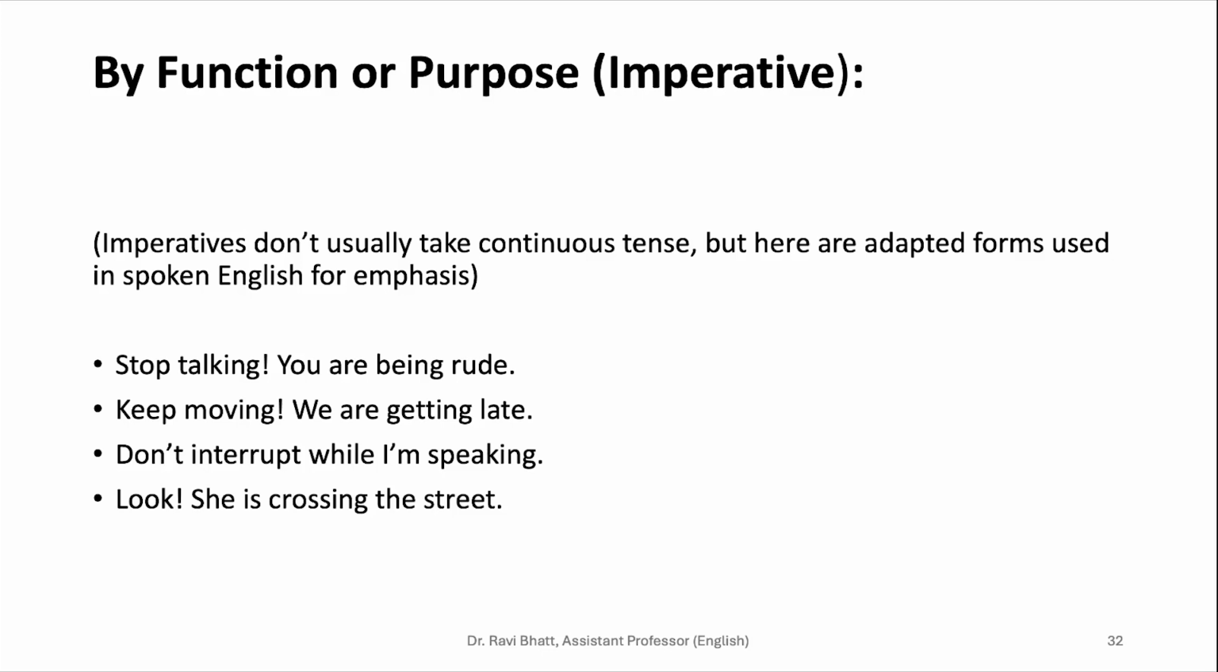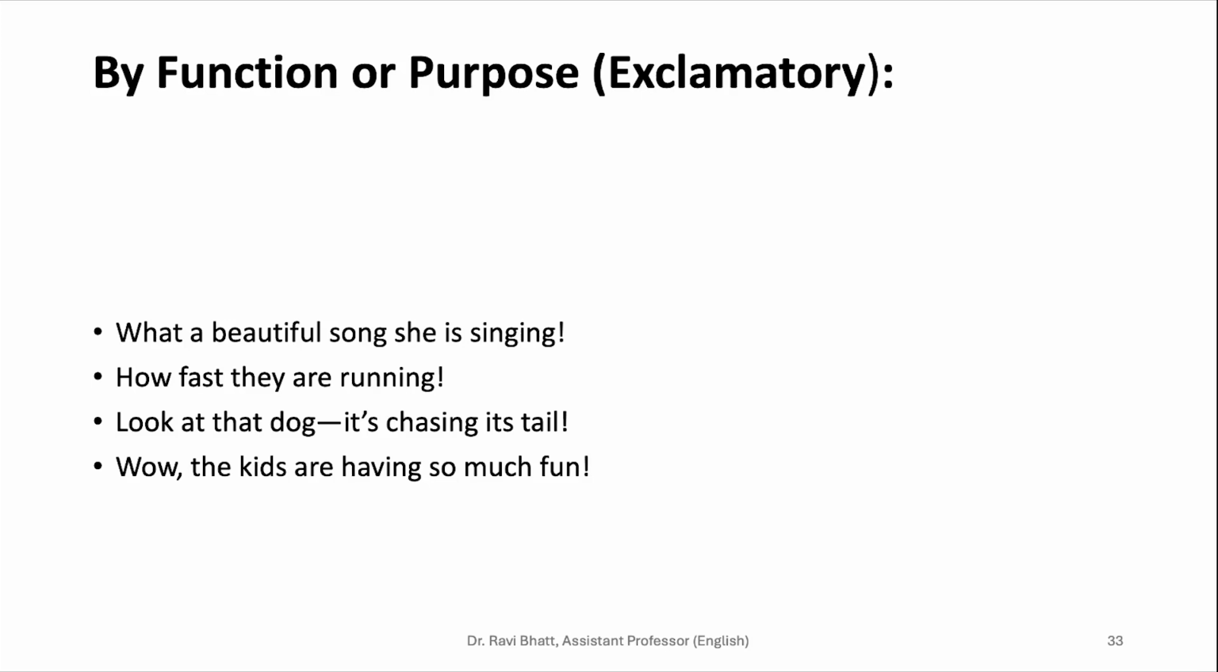All right. Moving ahead, by function or purpose, exclamatory sentences. What a beautiful song she's singing! An exclamation mark. You're praising someone's song. How fast they are running! You're looking at a race, and the sprinters are running very fast. So you said, hey, how fast they're running. That's an exclamatory sentence. Look at the dog, it's chasing its tail. Again, an exclamatory sentence. Wow, kids are having so much fun! Again, an exclamatory sentence. Now, all these are in present continuous tense.